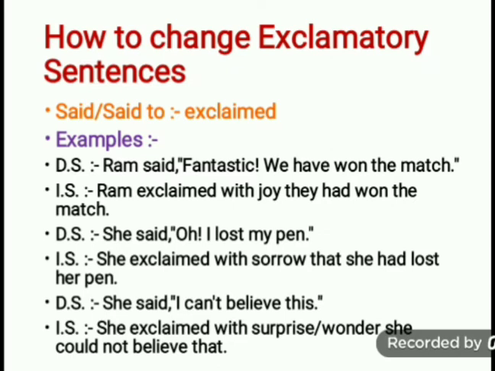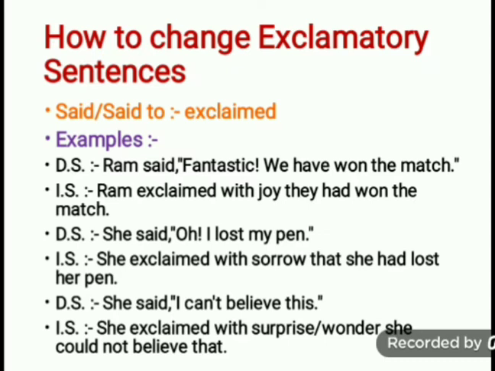So what rules do we have to follow to change direct speech into indirect speech? That's what we are going to study here. Firstly, you have to convert said or said to into exclaimed. Let's see some examples.